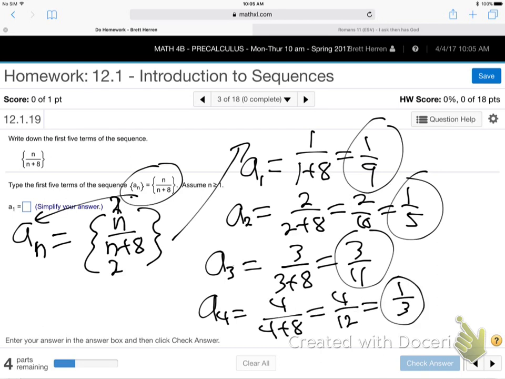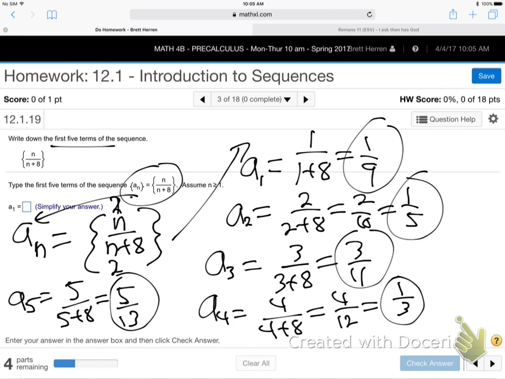1/3. And I think they want 5. Which one do I? Yeah, first 5 terms. So a sub 5. And that's going to be 5 over 5 plus 8. What's that? 5/13. And we're done. We found the first 5 terms in this sequence.